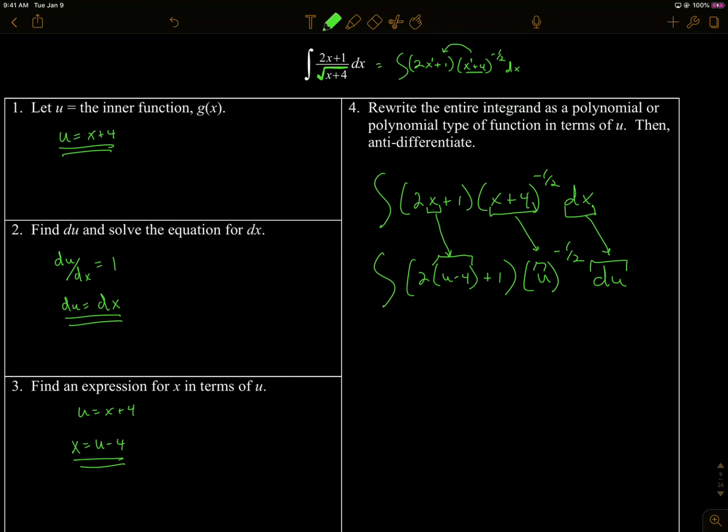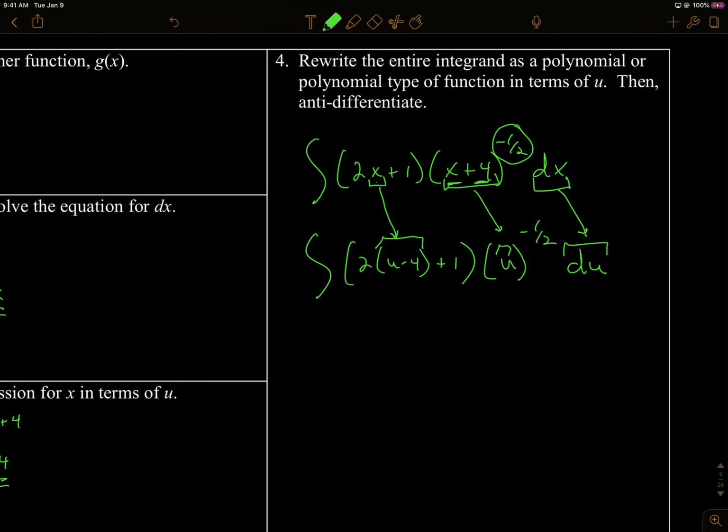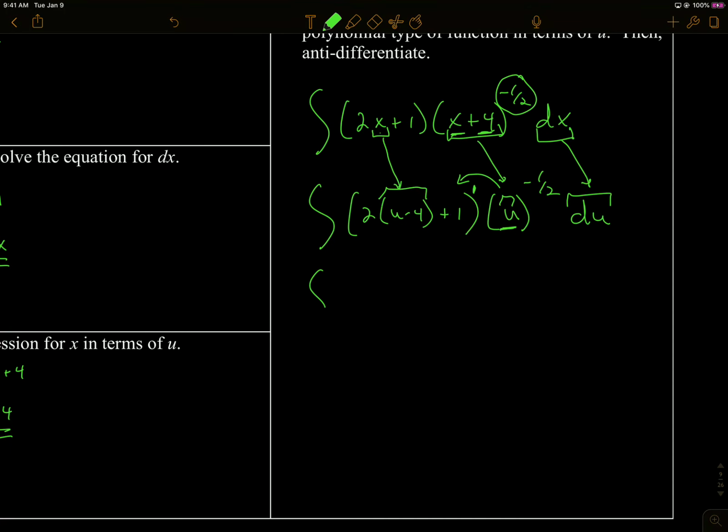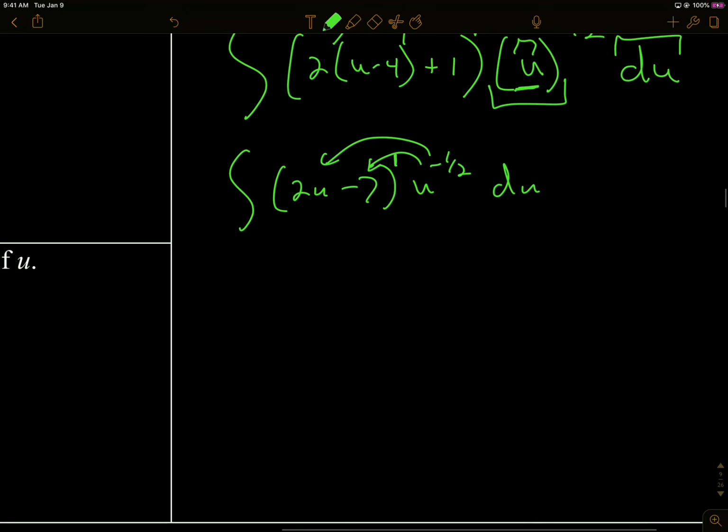You can see once again that this is a binomial, and I can't distribute because of that power. I can only distribute when that power is 1. Well, now this is a monomial, so I can distribute it over to my binomial, because its power is 1. First, I'm going to simplify inside here and get 2u. 2 times 4 is negative 8 plus 1, so it's going to be 2u minus 7 times u to the negative 1/2 du. Now I'm going to distribute my u to the negative 1/2 because my binomial is to the power of 1. That's really the magic of what's going on here. It allows you to distribute.